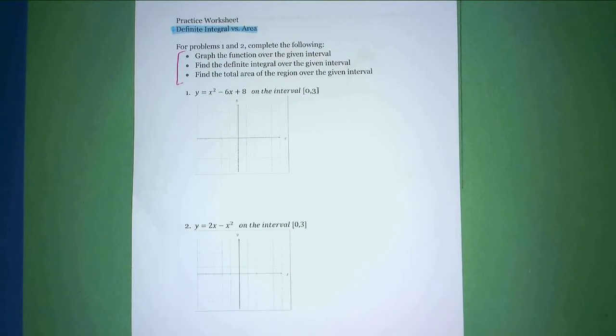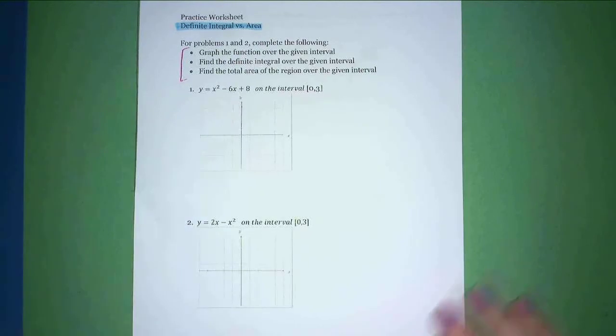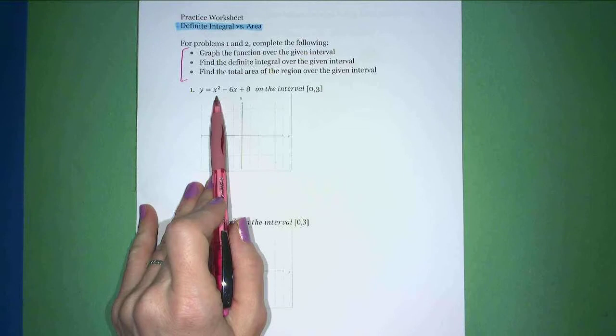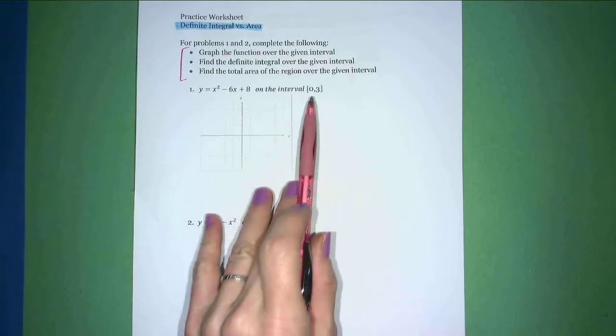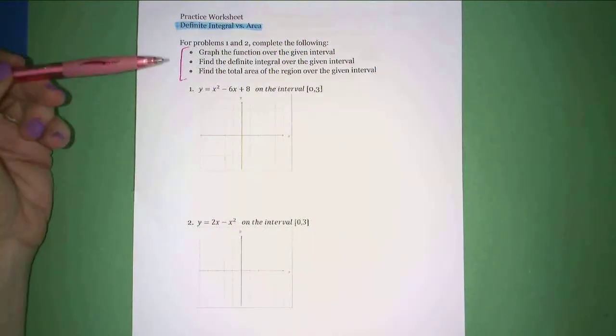So here's what it says. For problems 1 and 2, complete the following. Graph the function over the given interval. Okay, so let's do that first. We've got y equals x squared minus 6x plus 8 from 0 to 3. So let's start plugging in values.